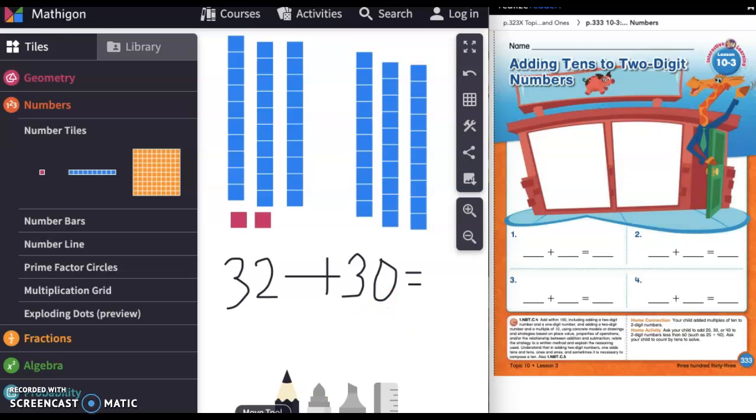So what you should have done is added them all up. A great way to do that is to start with your tens and then continue on to your ones. So I have 10, 20, 30, 40, 50, 60, 61, 62. So if you said 62, you are correct. Okay. 32 plus 30 equals 62. You may record that over here in number 1.